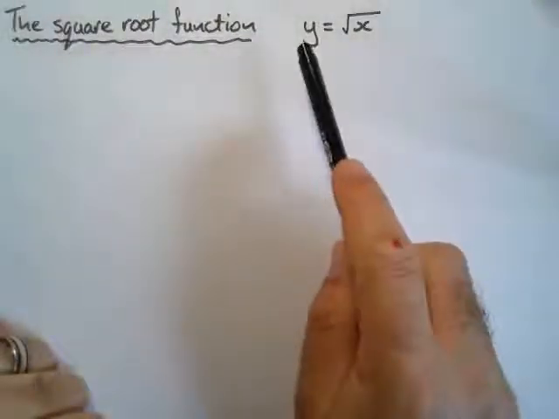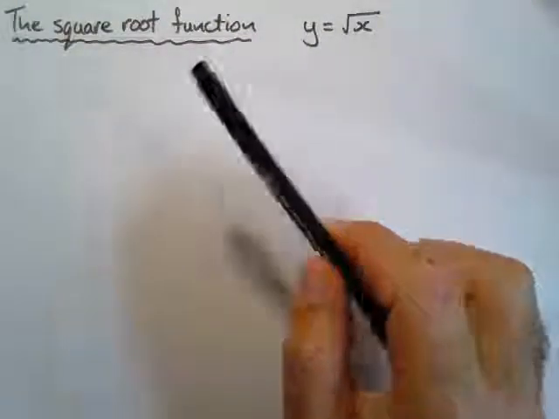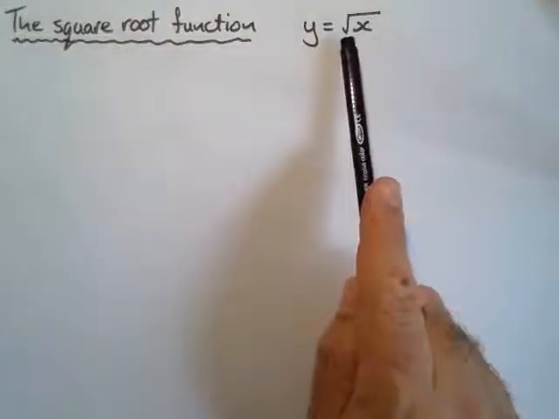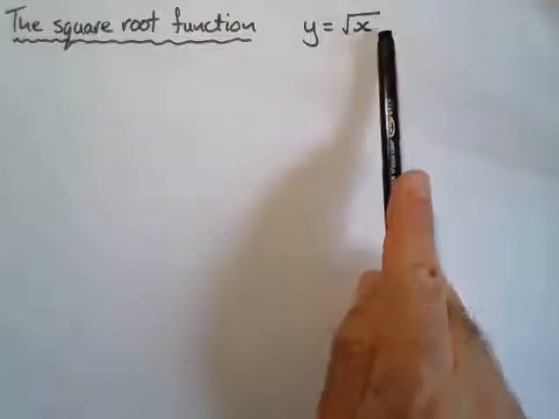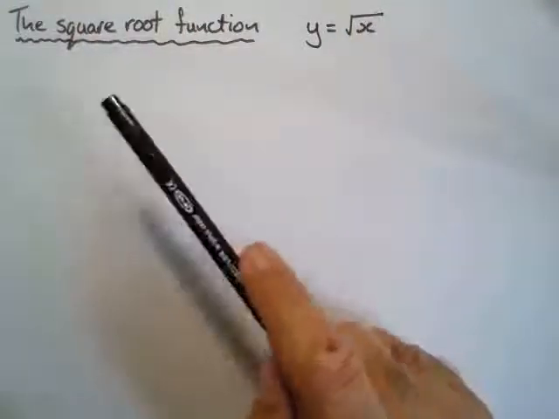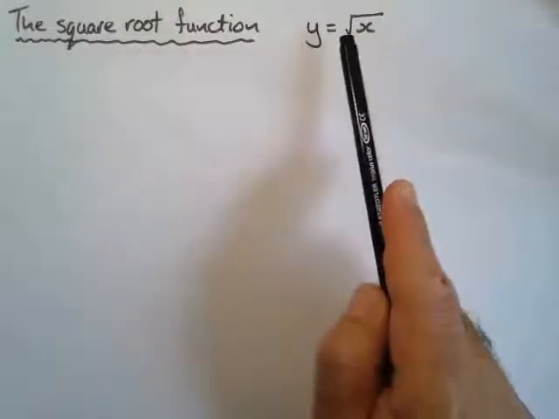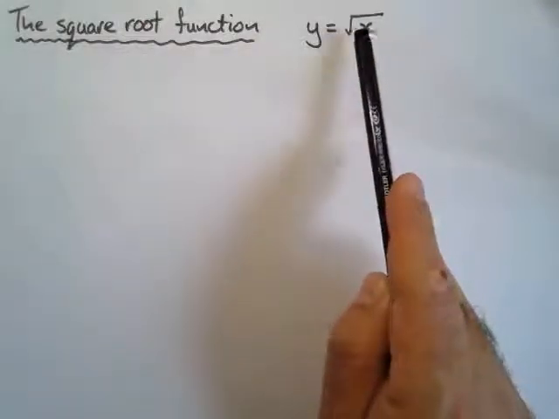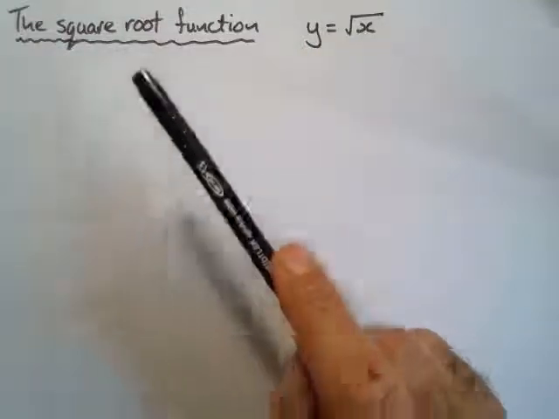The square root function, y equals square root x. Now again, we have some restraints here. x cannot be negative because we can't take the square root of a negative number. We can, but it's in another division of maths. So x cannot be negative.